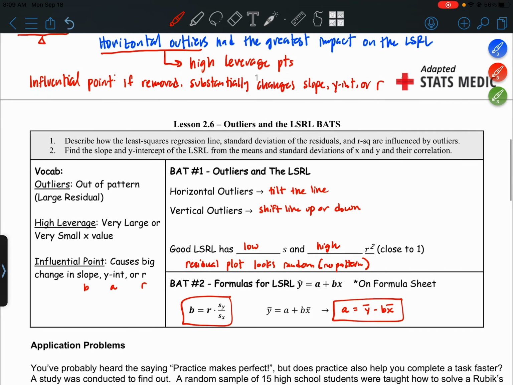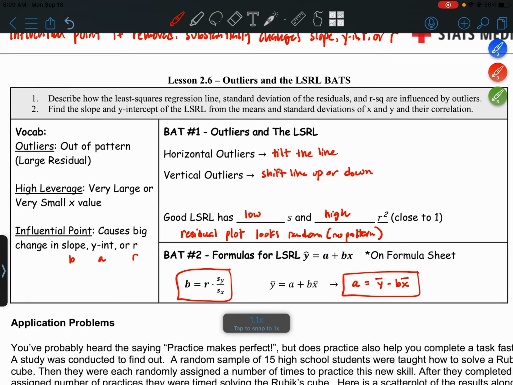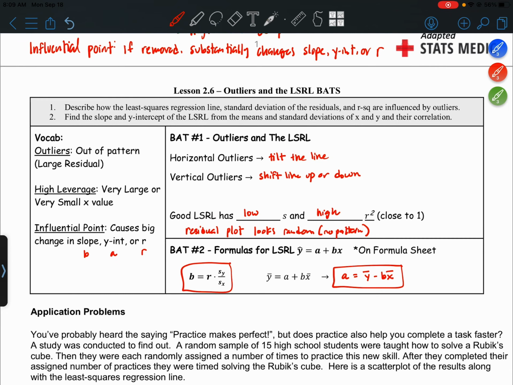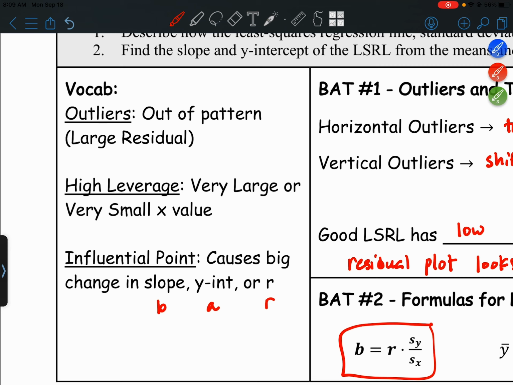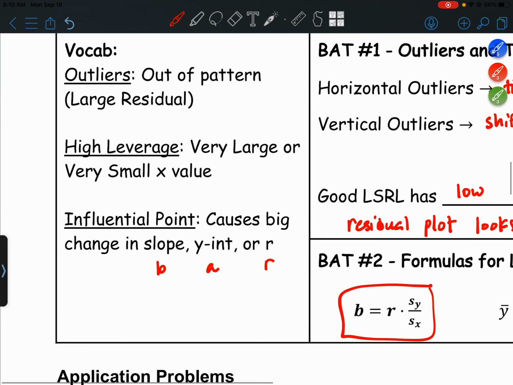I've already pre-filled in the important ideas just to keep this video a little bit shorter. First we have some vocabulary terms. Outliers are points that don't follow the pattern, so they're going to have large residuals. All 4 points you saw today are considered outliers. High leverage points have either very large or very small x values, so that'd be points A and B from the activity. And influential points will cause big changes in either the slope, the intercept, or the correlation.